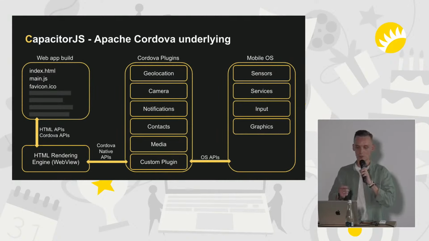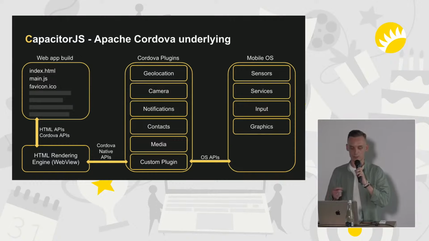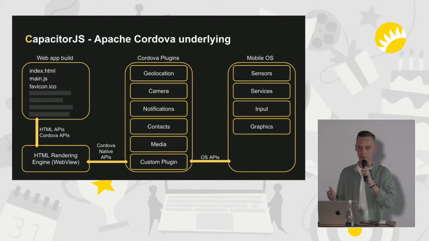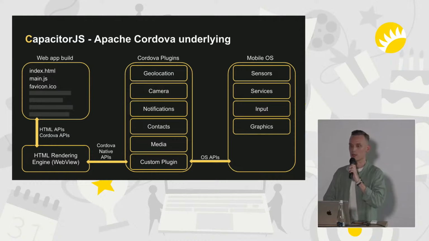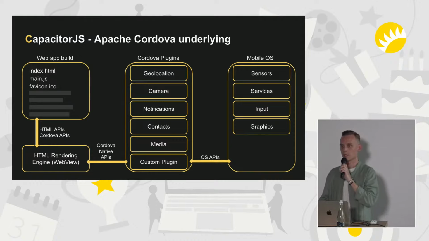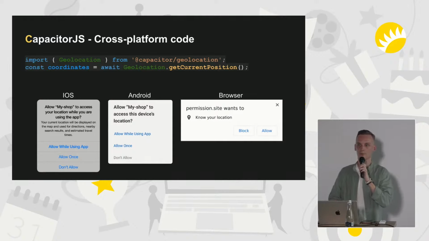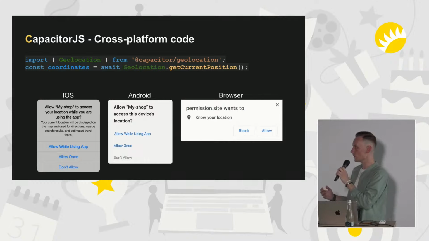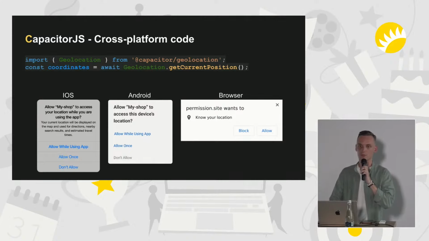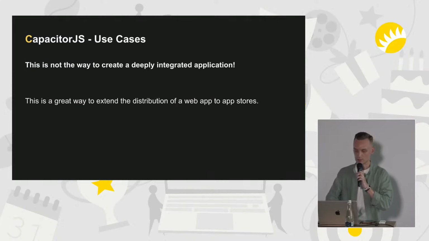Quickly, your web app sources are used by the HTML rendering engine, WebView, and the JavaScript source code can call the Cordova plugin APIs, and the Cordova plugin itself will call the native mobile APIs. For example, using the geolocation plugin, I can write only one line of JavaScript code, and the plugin will call the right APIs on each target platform. So it's very easy and fast to work with.